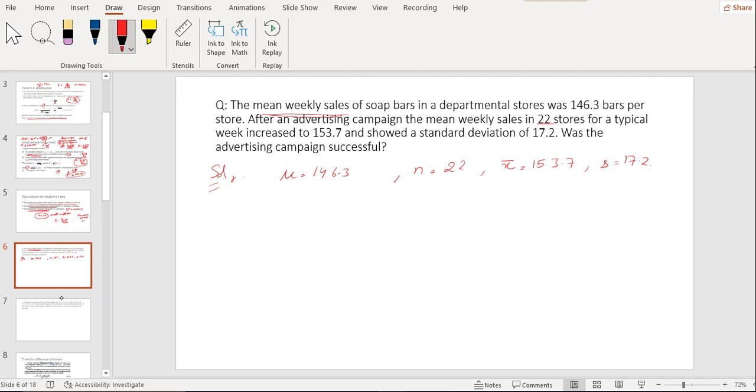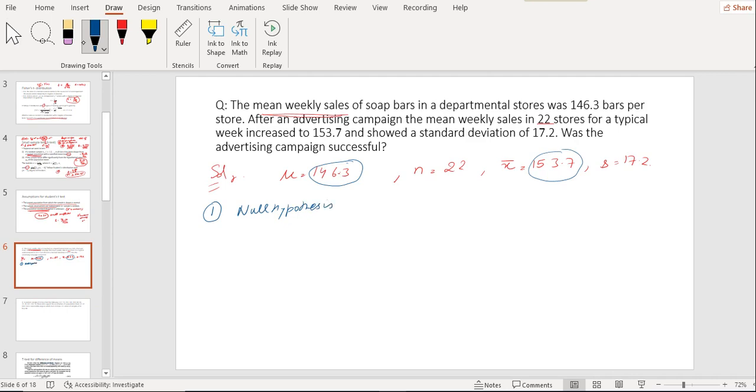So you will find the difference: the population mean is 146.3 and the sample mean after the advertising campaign is increased. But we want to check whether this difference is significant, that is, on the basis of this data can we say that the advertising campaign was successful, that the sale of the soap bar increased or not. This we want to test in this problem. So we start with the first step, set up the null and alternate hypothesis. What will be the null hypothesis?